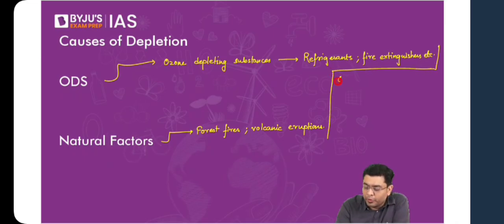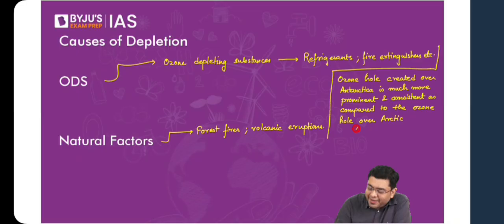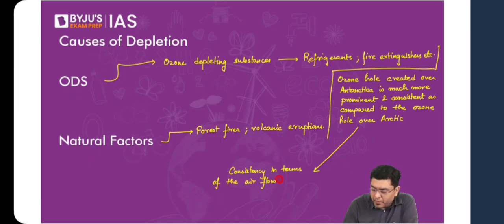So here, the ozone hole created over Antarctica is much more prominent and consistent as compared to the ozone hole over Arctic. And that is because of consistency in terms of the airflow movement, which is attained over Antarctica.